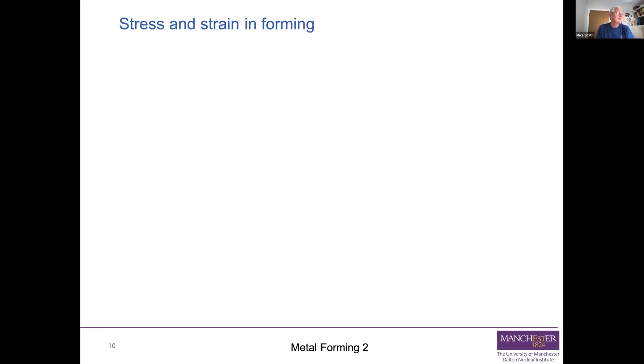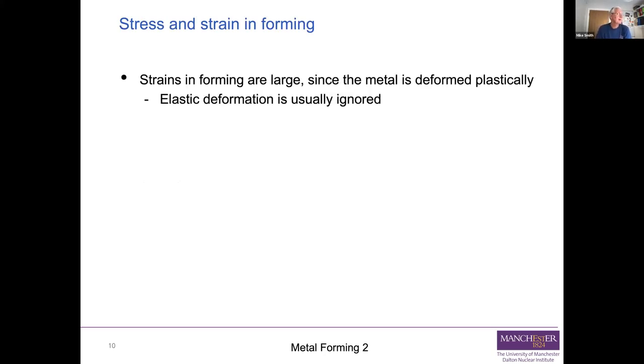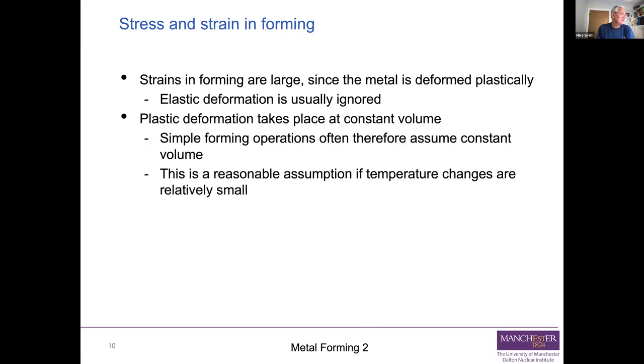Okay. So, when we move to a forming operation, we've always got large strains because we're deforming it plastically. So we usually ignore the elastic part of deformation. The elastic deformation will be a combination of the fact that your billet or whatever you're deforming deforms a bit elastically before you start. And also, of course, the fact that the structure you're using to deform it has an elastic stiffness too. What we're actually interested in for simple calculations is just the plastic deformation.